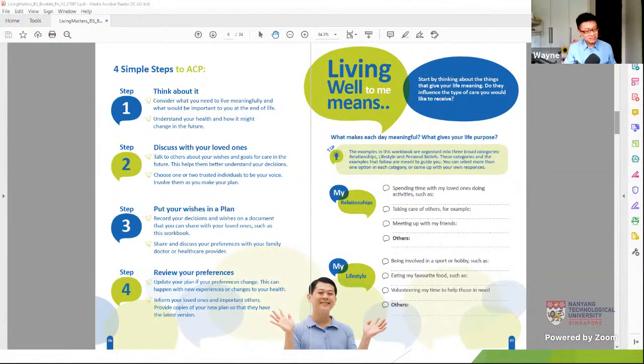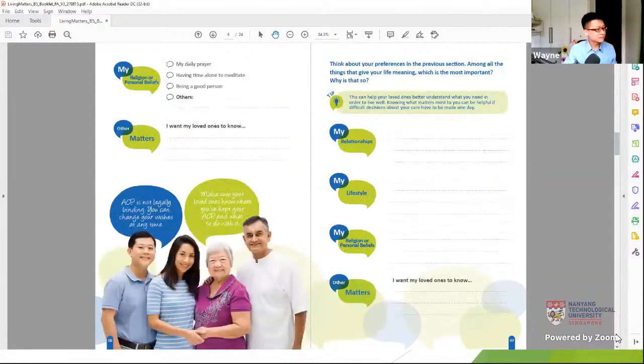One of the skills that informal caregivers need to learn, or I believe should learn, is to open up a two-way meaningful conversation between himself or herself and the recipient, the person being cared for, on these things. What living well means to me or to him or her. What is a purposeful life? What is a meaningful life? So this little booklet you can download from livingmatters.com essentially guides one on the things that one could talk about.